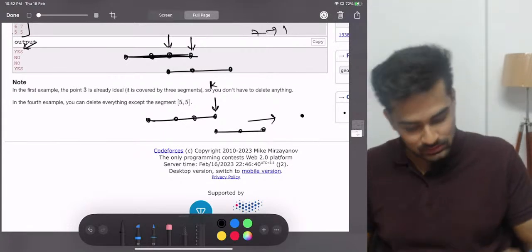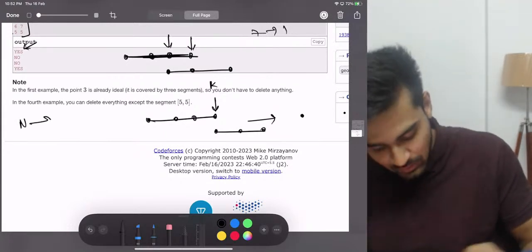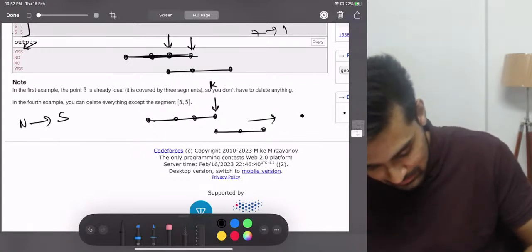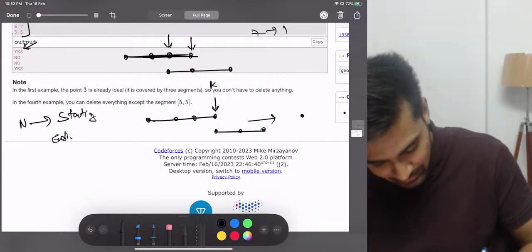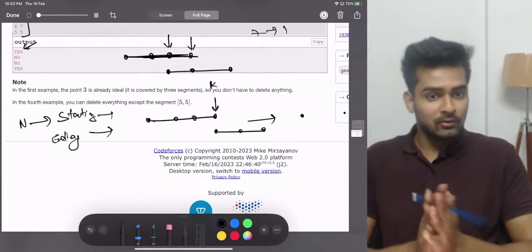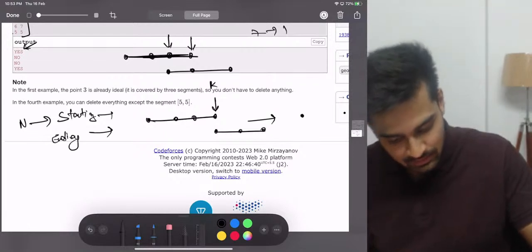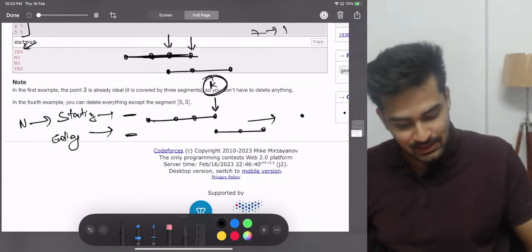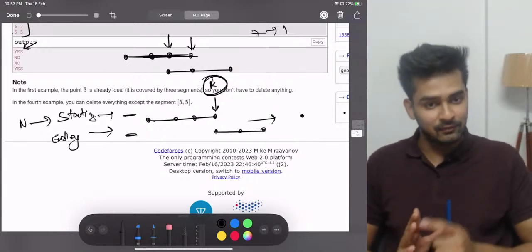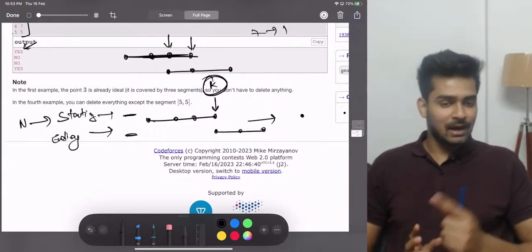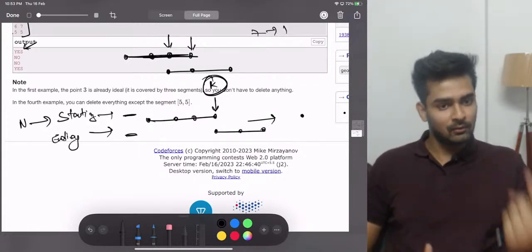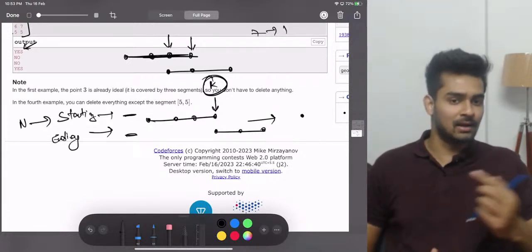So for all the n segments that you have, make a map or set, any set, in which you store the starting points, and in another map you store all the ending points. Now you just need to see if k is present in the starting points and also in the ending points. If k is present in both, that means either we had two segments, one with an ending point of k and another with a starting point of k, or we had only one segment whose starting point was also k and whose ending point was also k.